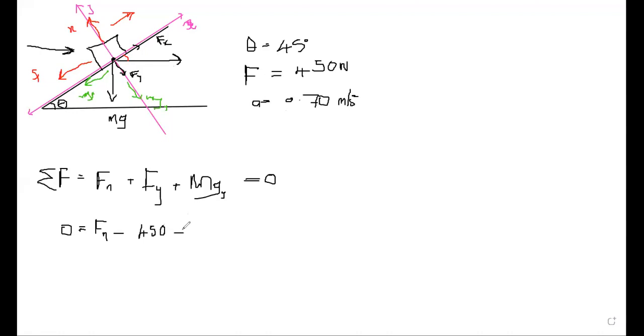450 newtons minus mgy. It's actually going to be, m is 20 kg, then 20 times 9.8, that is going to give us 196. Minus 196. It's acting in this direction, so it's going to be cos 45.